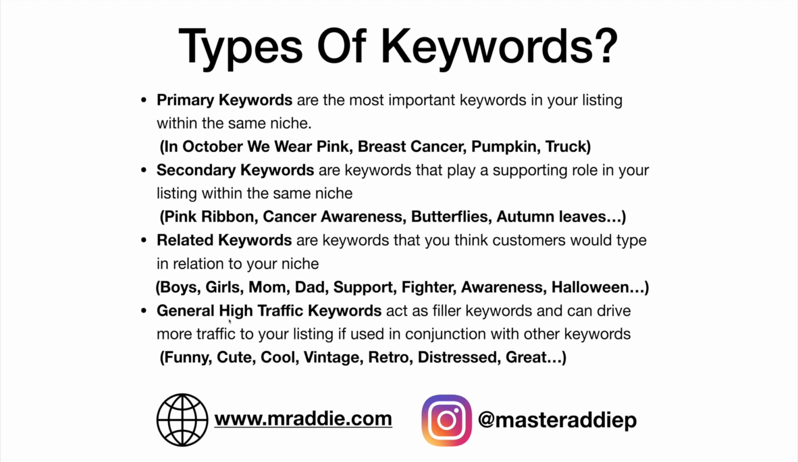Next, we have general high traffic keywords. And these keywords act as filler keywords that can drive more traffic to your listing if used in conjunction with other keywords. These keywords like funny, cute, cool, vintage, retro, distressed, great. Say for example, someone wants a t-shirt that says in October we wear pink, but they want it in a vintage style or distressed style. These are very, very high traffic keywords. So they tend to add these keywords after the keyword that they're looking for initially. So they might type breast cancer vintage t-shirt or breast cancer retro t-shirt, something like this. I hope this makes sense.